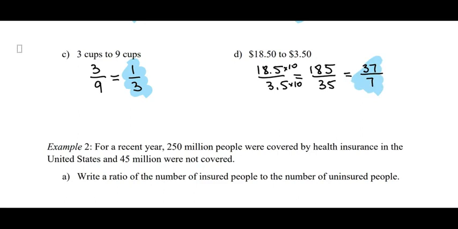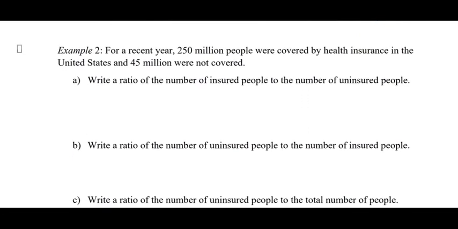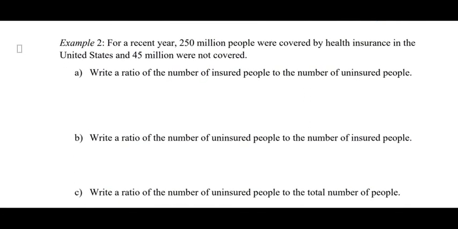Okay, so we also use ratios to solve problems. We will be working on that in our next lesson, but we're going to practice setting up our ratios so we can be ready for the next chapter. So second example: for a recent year, 250 million people were covered by health insurance in the United States and 45 million were not covered.